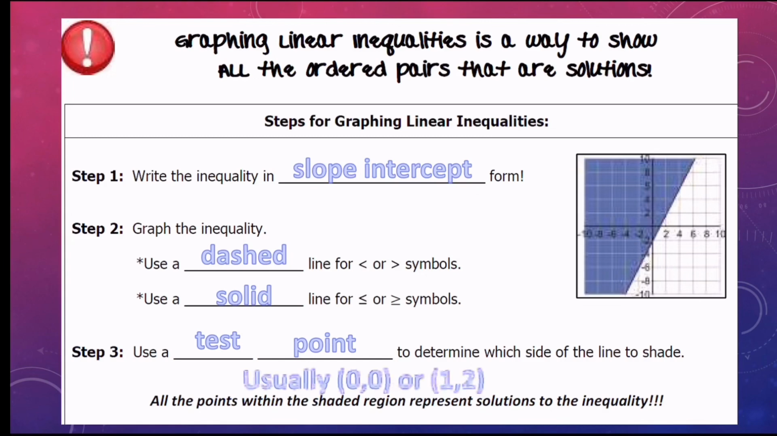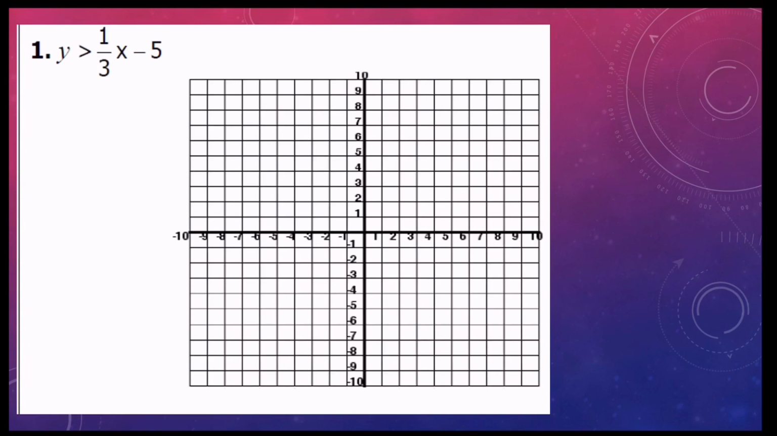Now, what do I do with that? So let's look at this. My inequality is already in slope-intercept form. So I would just identify my slope, which is 1/3, and my y-intercept, negative 5. So I begin at negative 5. I'm going to go up 1 and right 3, and up 1 and right 3. Now, look at my symbol. It's greater than. So that means I'm going to have a dashed line because none of the points on the line are included in my solution set.